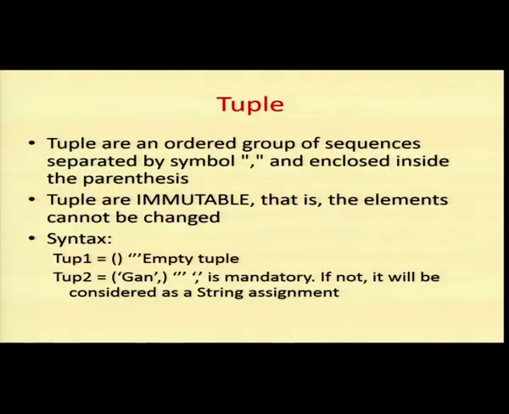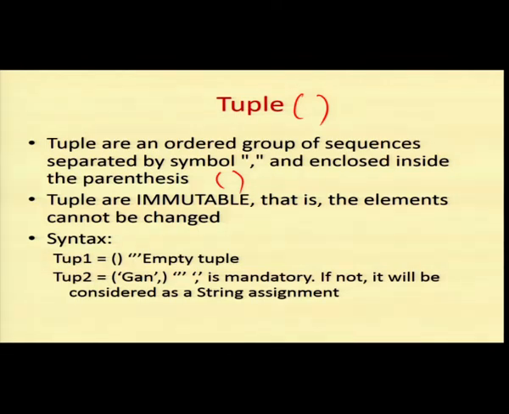Next, we will move on to the second topic, tuple. What is a tuple? Tuples are an ordered group of sequences separated by a comma, and enclosed within parenthesis. Parenthesis is nothing but curly braces. My dear viewers, as far as the previous data structure list is concerned, it was enclosed within square braces, whereas in the case of tuples, it is enclosed within curly braces.